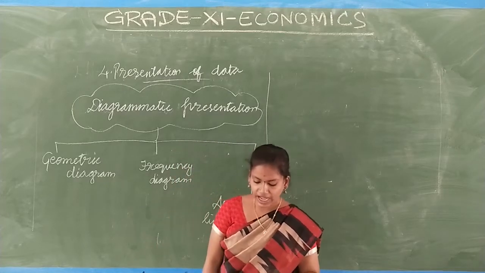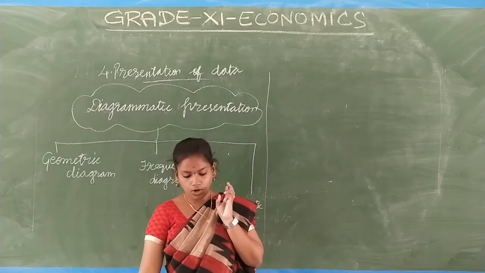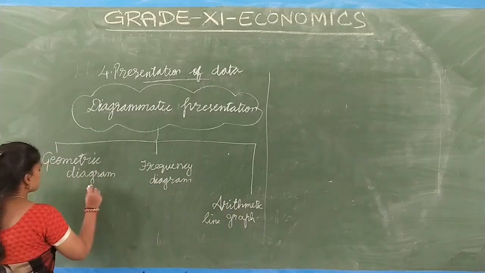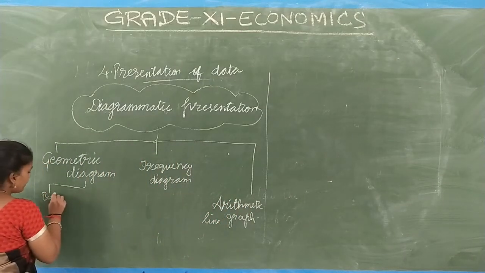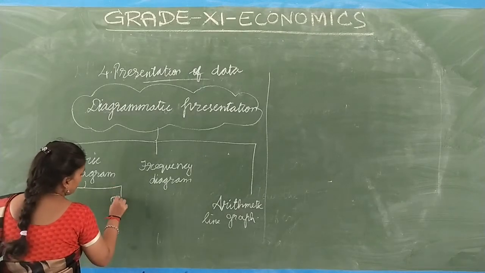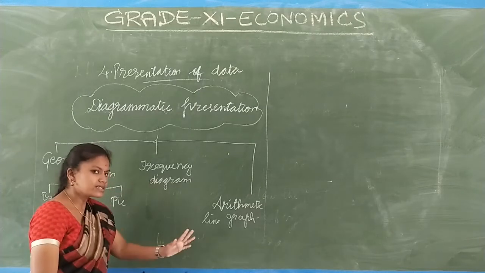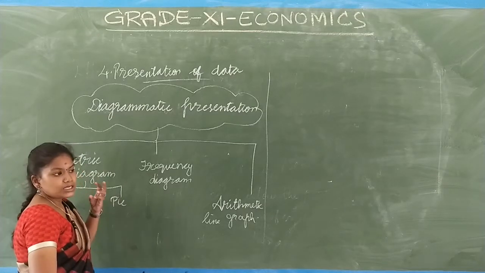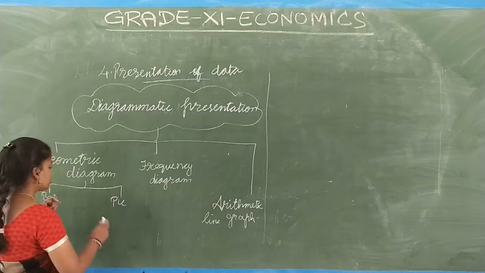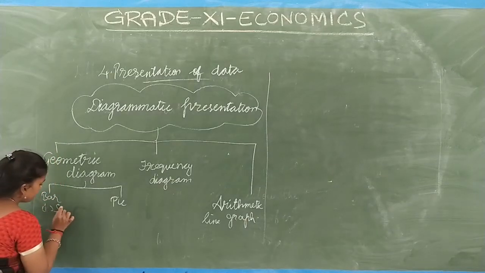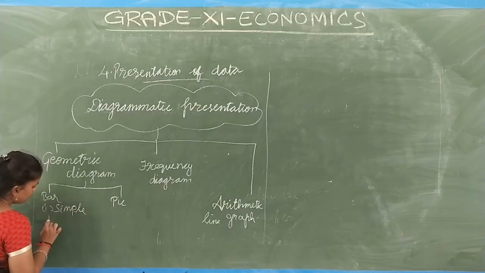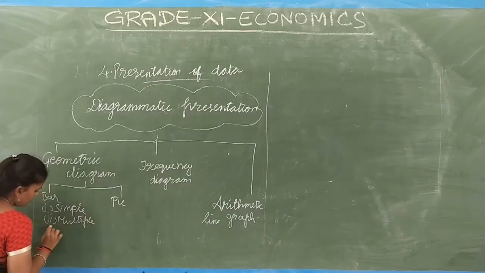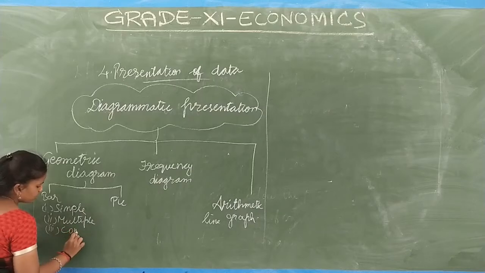In that even we have two kinds. Okay, one is called bar diagram, another one is called pie diagram. What are the two kinds? Bar diagram and pie diagram. We will discuss it in detail. Okay, bar diagram is further divided into three types: simple, multiple, and component.